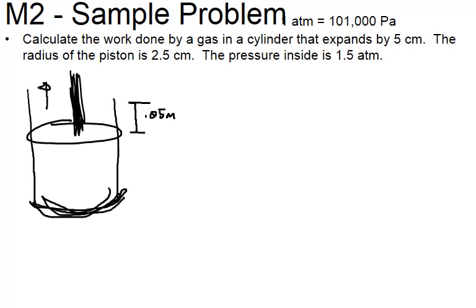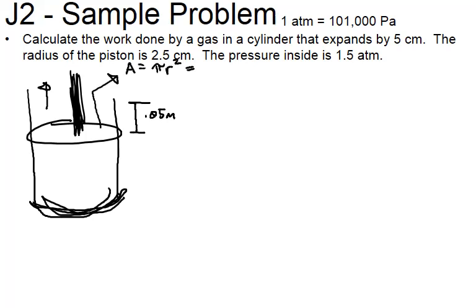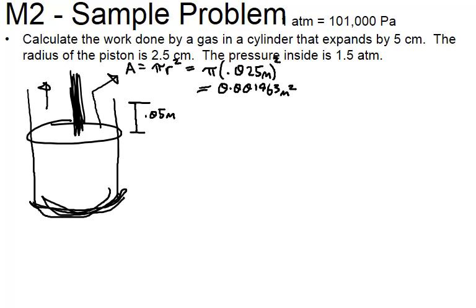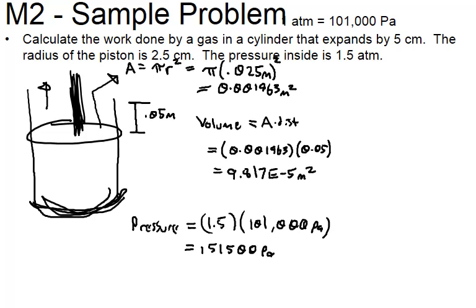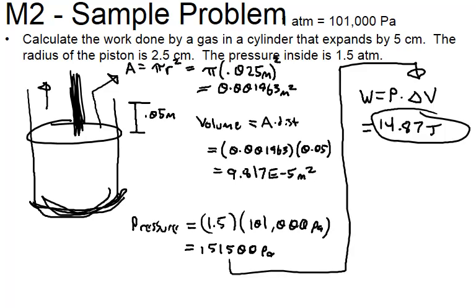Okay, so we have our piston, and it can expand 0.05 meters, and so pi r squared is the area then, and so the area of that is 0.001963, and so the volume we can find by the area times the displacement there. So this will be the volume change, and this should be in meters cubed. And then when we look at the pressure, we have 1.5 atmospheres, so that'd be 151,500 pascals. And the total amount of work done then is 14.87 joules when we multiply the pressure times the change in volume there. And it would be positive work because the gas is expanding.